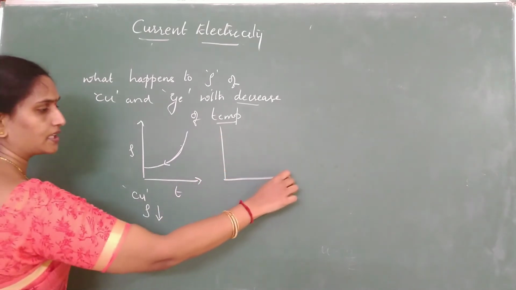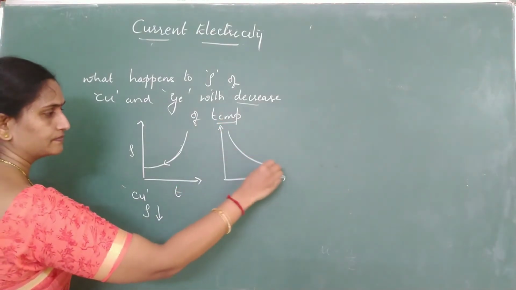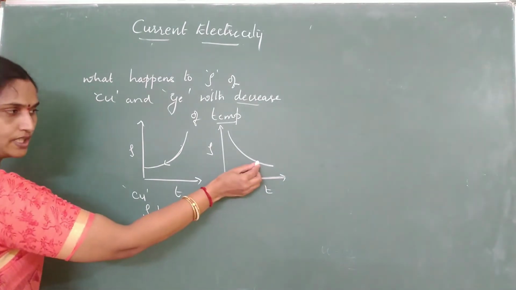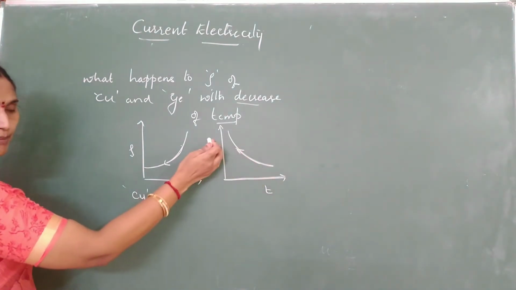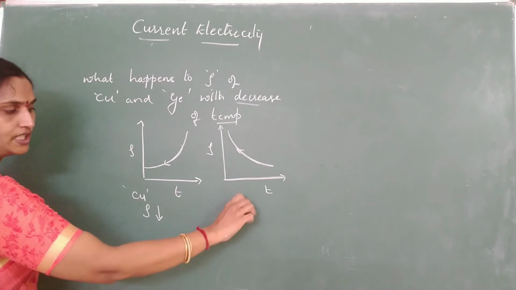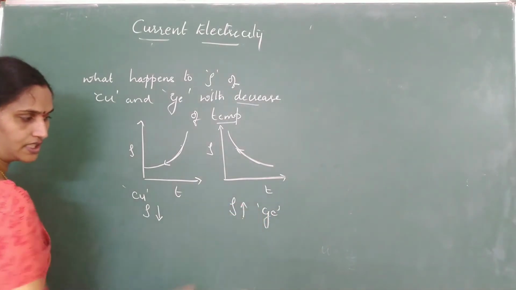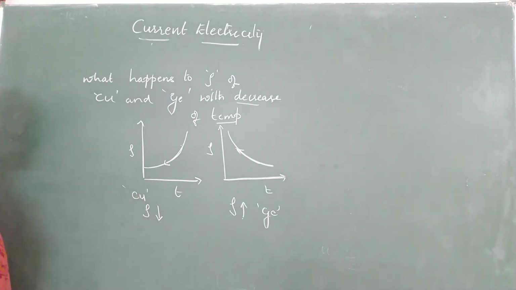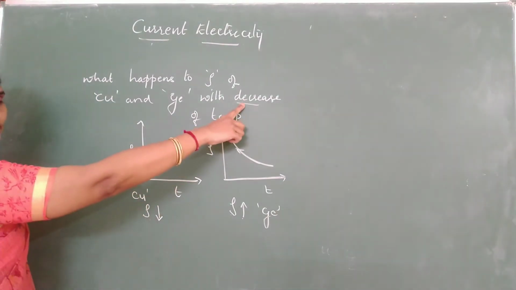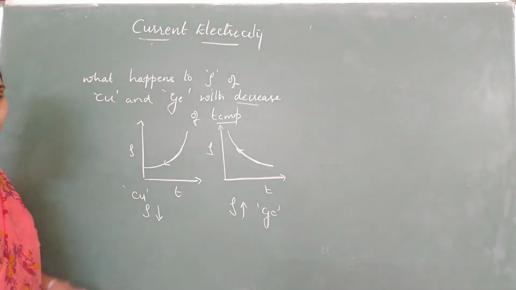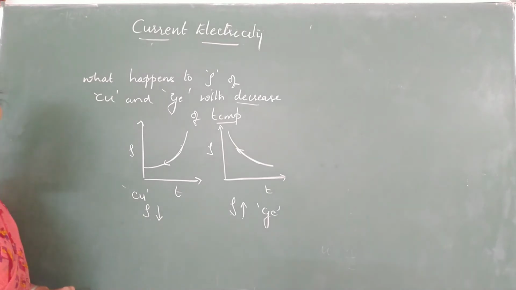Whereas for semiconductors, this is the graph of resistivity versus temperature. So when you decrease the temperature, you are going back. What happens to resistivity? Increases. So it increases for germanium or semiconducting materials, and decreases in the case of copper. Read carefully whether they are asking you increase or decrease of temperature. So this is one simple conceptual question related to resistivity variation with temperature.